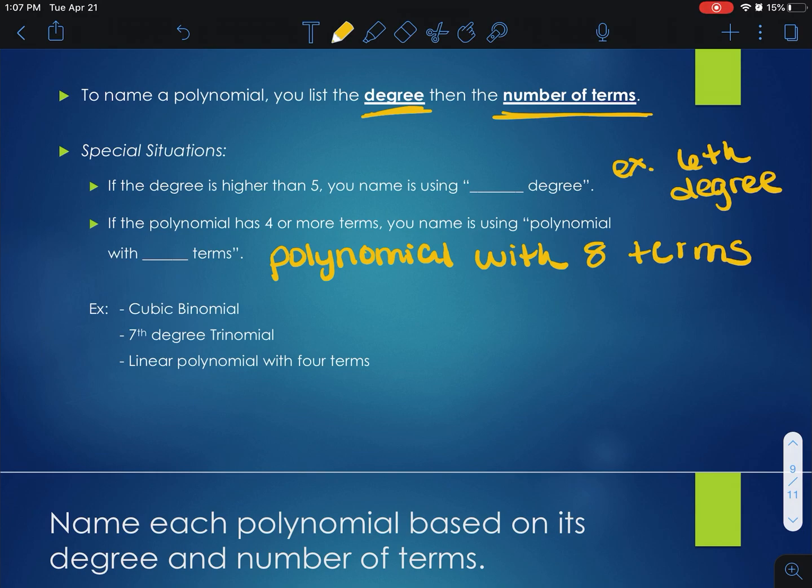So, looking at your examples here, you may have a cubic binomial because the degree would be 3, 2 terms. 7th degree trinomial, that means the degree is 7, there's 3 terms. Or linear polynomial with 4 terms. That means that the degree is 1 and there are 4 terms. So different ways to write it based on what it is.